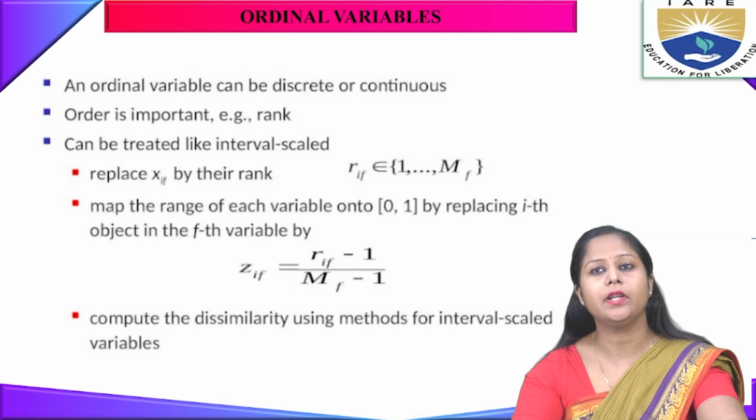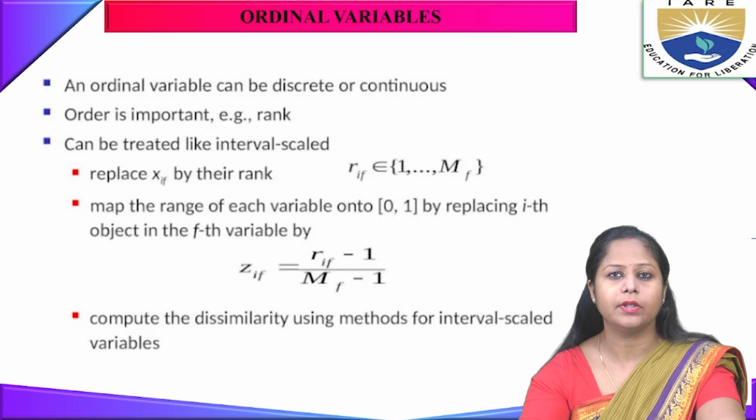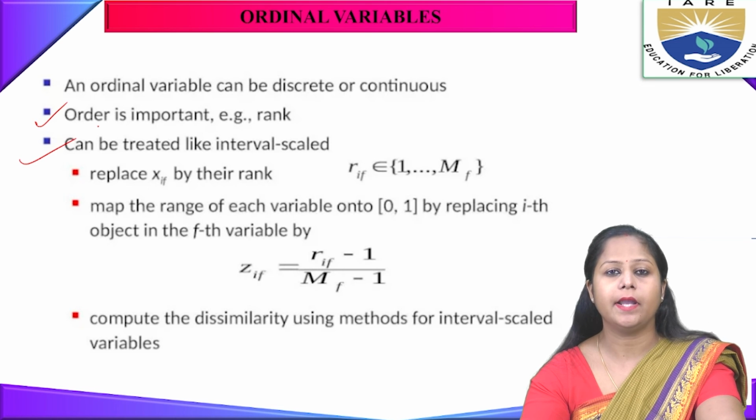So what are the ordinal variables? The ordinal variables can be discrete or continuous. That is, the order is important, as we have seen in earlier slides. The order is important, ranking is important, and that will be the only ordinal variable. So that can be treated like interval scaled.